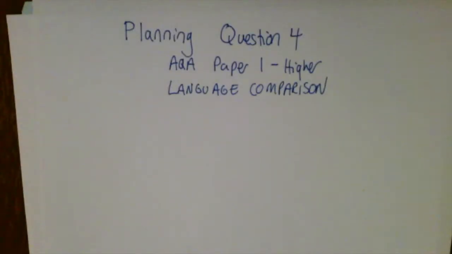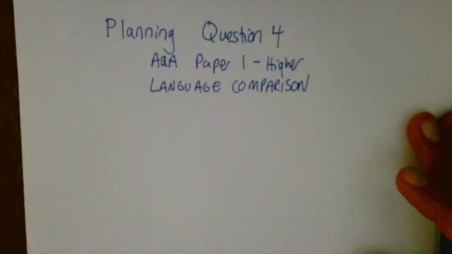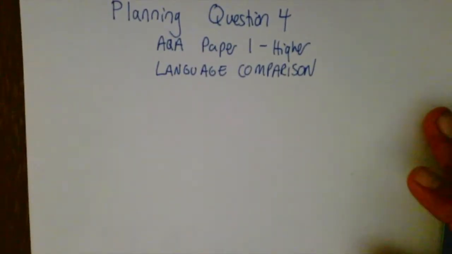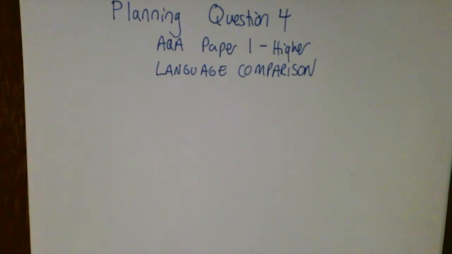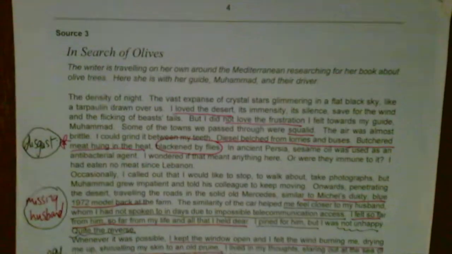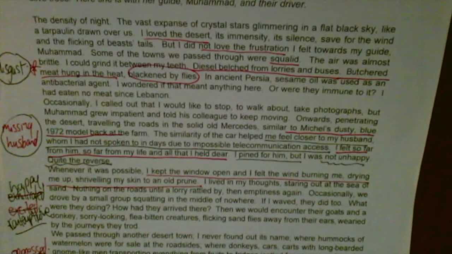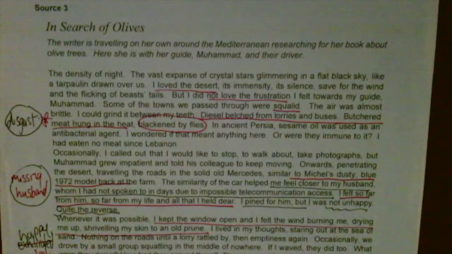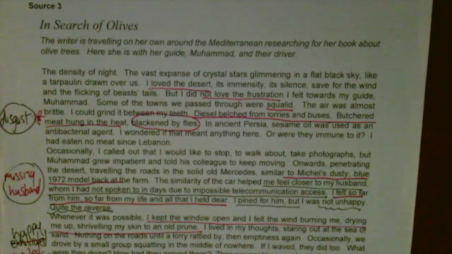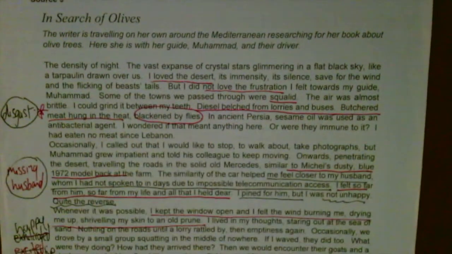Okay, this is going to be the first video for planning question 4 for the AQA paper, the language comparison. The first thing you know is you have to compare source 3. And if it's source 3, you remember that source 3 asked you to talk about the emotions, thoughts and feelings in a piece of dramatic nonfiction. And one of the things you know you need to do is talk about change over the course of the article.